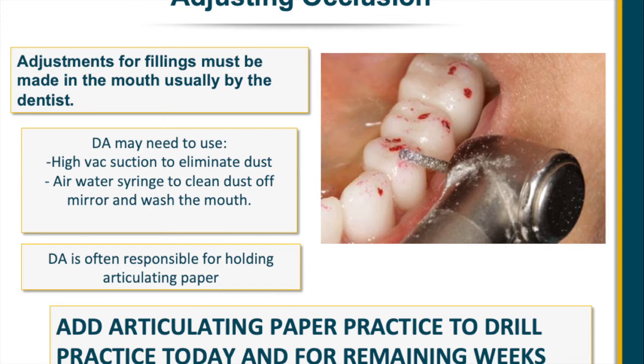You'll notice that of the two jaws, the top jaw and the lower jaw, the maxilla and the mandible, the maxilla does not move. The mandible, the lower jaw, moves. So I tell dental assistants it's much easier to hit a stationary target than a moving target. So hold the articulating paper against the stationary target, which is the maxilla or the upper jaw.